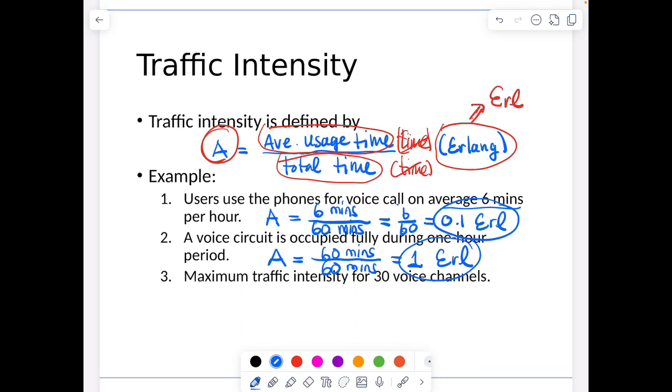Okay. The last example is, what is the maximum traffic intensity for 30 voice channels? Okay, so we see that for one channel, the maximum traffic is 1 Erlang. So if you have 30 channels, then the maximum traffic intensity would be 30 Erlang. Okay.